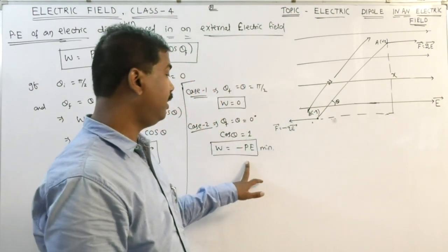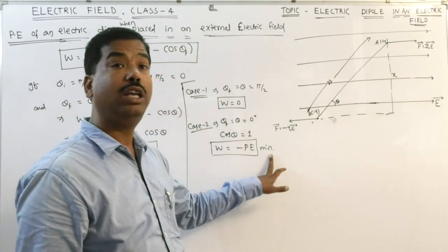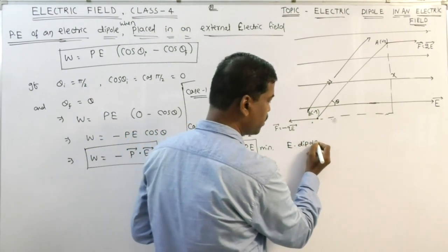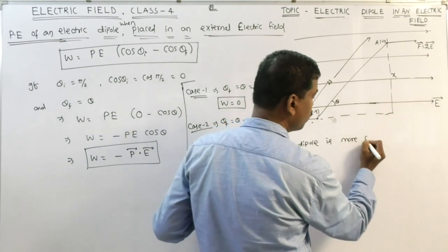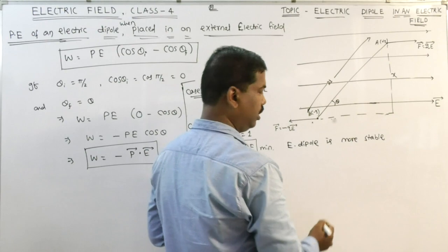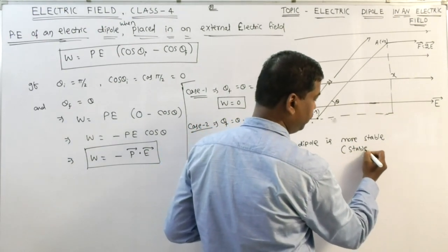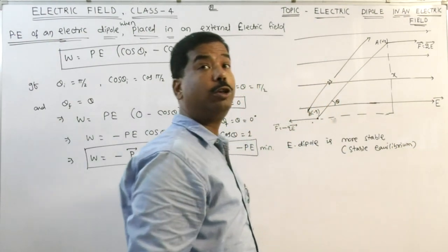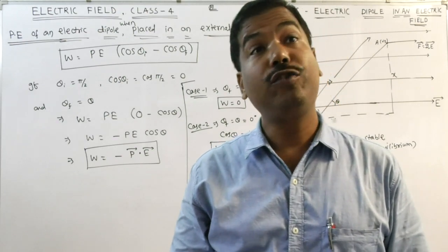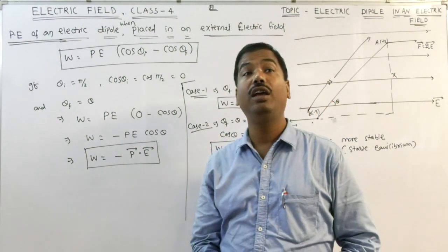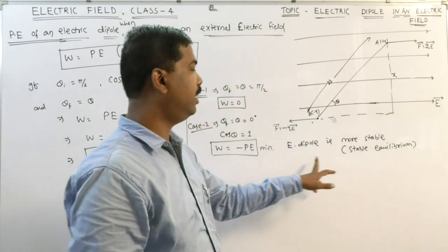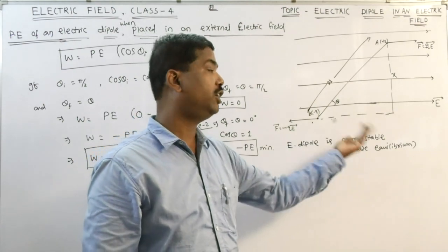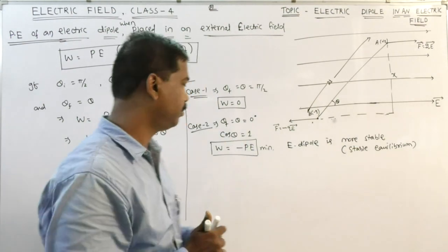So at this condition, when theta is equal to 0 degree, the electric dipole possesses minimum energy, that is, it is more stable. This is also called stable equilibrium. Clear? Now the question arises: at which condition is the electric dipole said to be more stable? When the dipole is parallel to the electric field or theta is equal to 0 degree, it possesses minimum potential energy, and that is called stable equilibrium. Clear? Case 3.